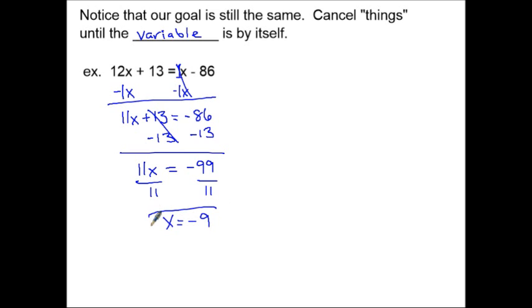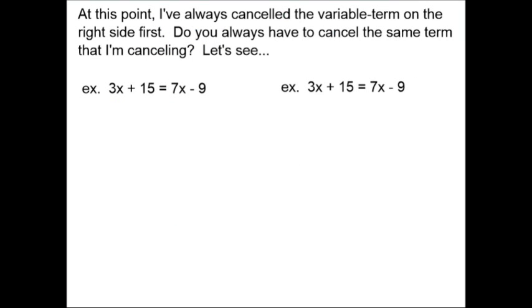Okay, now I promise you that not every answer is going to have a 9 in it, but there we go. Now at this point, of course, I've always canceled the variable term on the right side first. Well, do you always have to cancel the same term that I'm canceling? Well, let's see. It's a new equation, so let me keep doing it the way I've been doing it. I've got the variable on the right side, 7x. I'm going to cancel it out first by subtracting 7x.